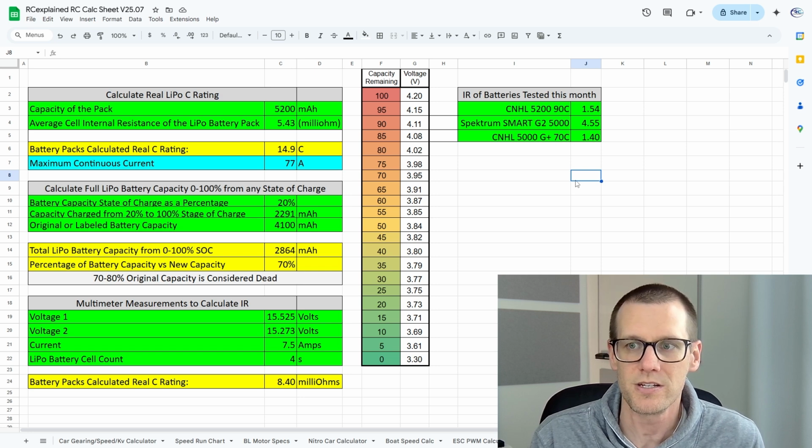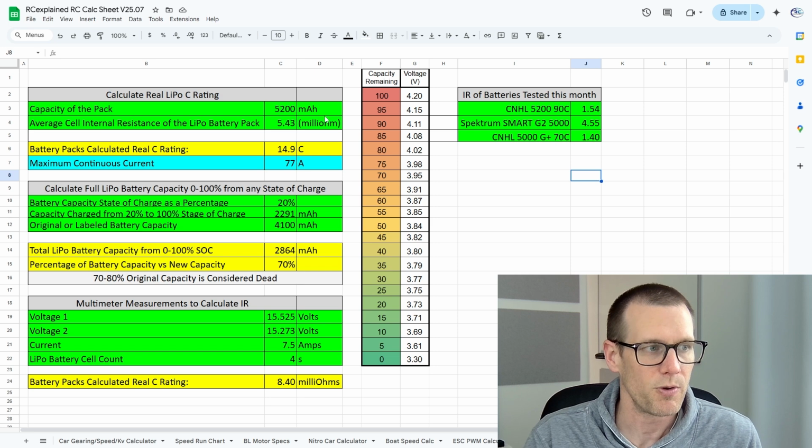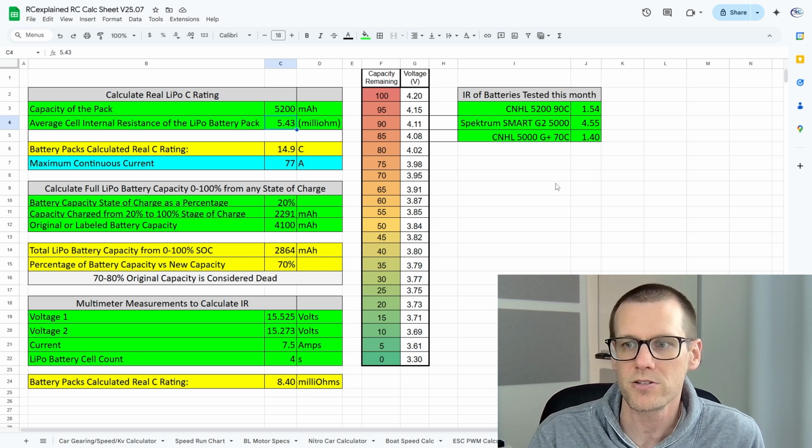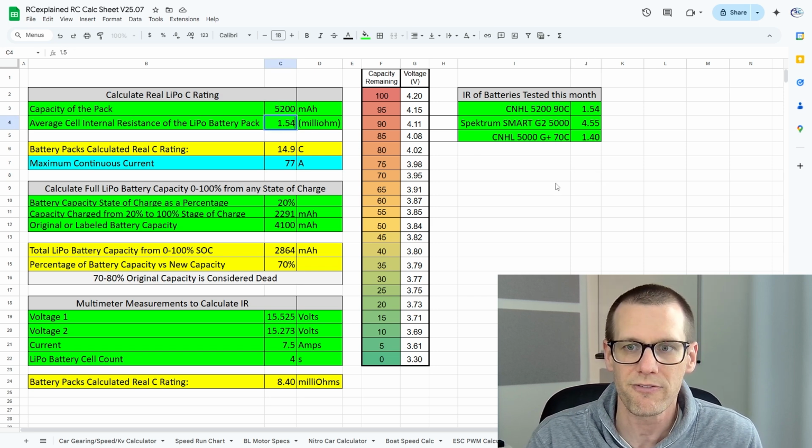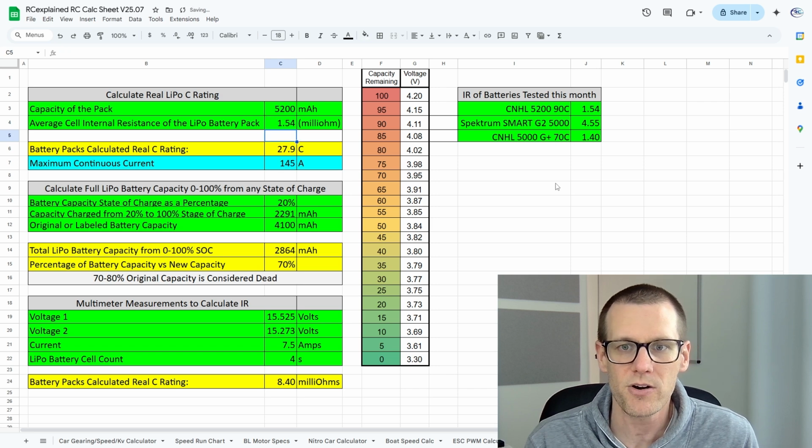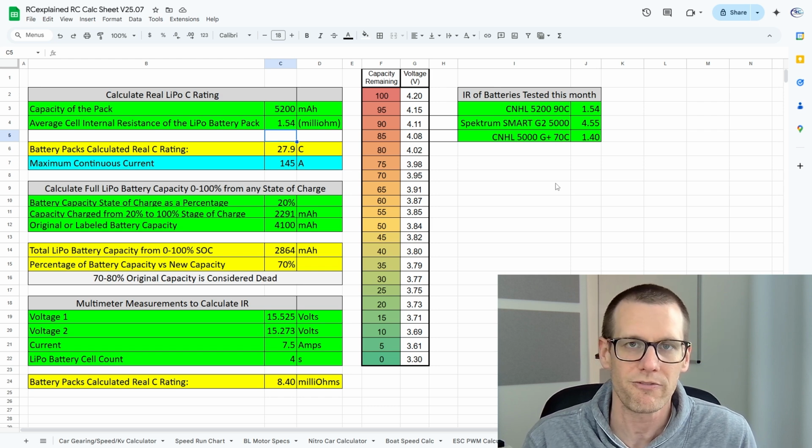So there you can see the differences already. And if we put in the 5200 and then we put the internal resistance of 1.54, this gives us a battery pack's calculated real C rating of 27.9, giving us a potential maximum continuous current of 145 amps.